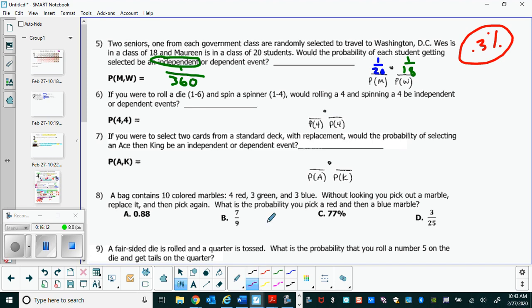All right, if you were to roll a die 1 through 6 and spin a spinner 1 through 4, are these going to be independent or dependent events?